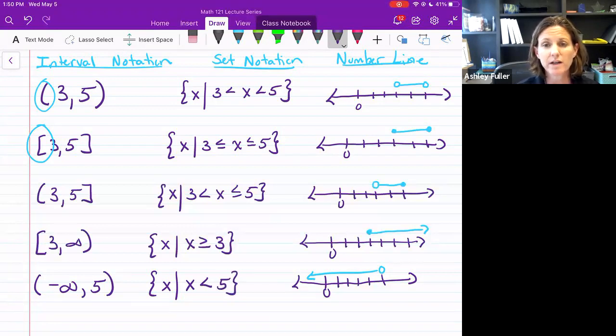That should give you a quick overview of set notation and how to translate between interval notation, set notation, and number lines.